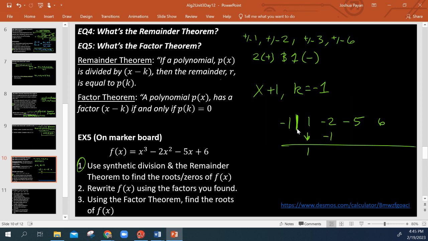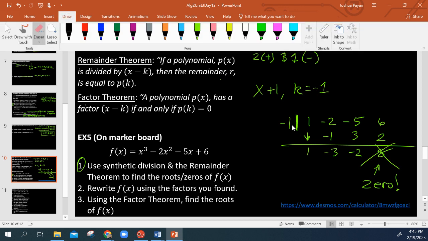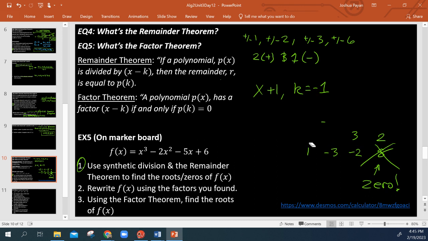Then we multiply: negative 1, negative 3, positive 3, negative 2, and then we get positive 2, and we see that we get a remainder. That doesn't help us any. Just like what we saw earlier, we want this to be 0, but it's not. So because of that, x plus 1 is not a factor.